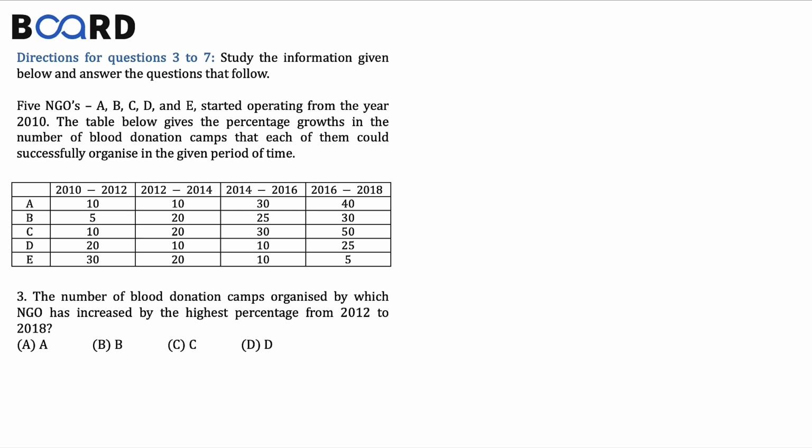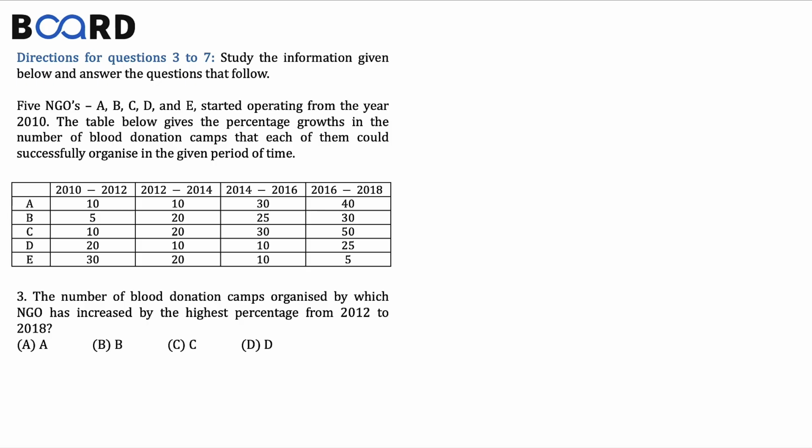So the options have A, B, C, and D. So it doesn't make any sense to calculate it for E. So forget about E completely, right? So I'm talking only about A, B, C, and D, and which are the values I should be aiming for. They want the values only from 2012 to 2018, which means if I consider NGO A, there has to be a 10% increment from 12 to 14, a 30% increment from 14 to 16, and a 40% increment from 16 to 18.